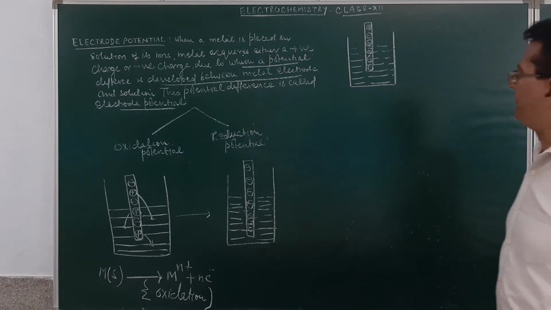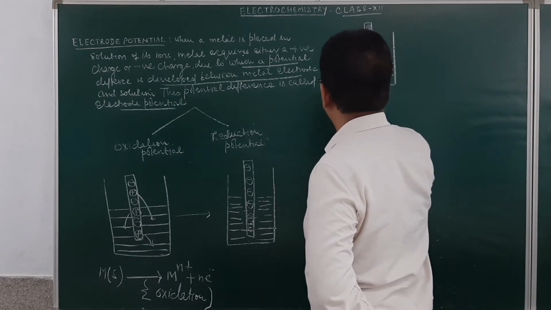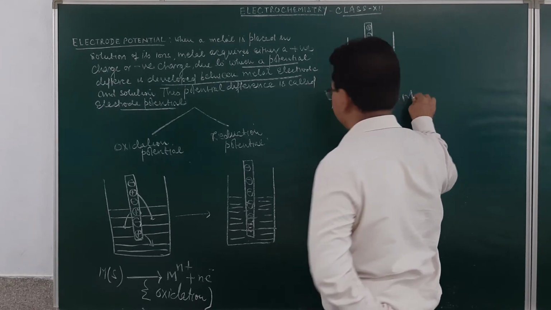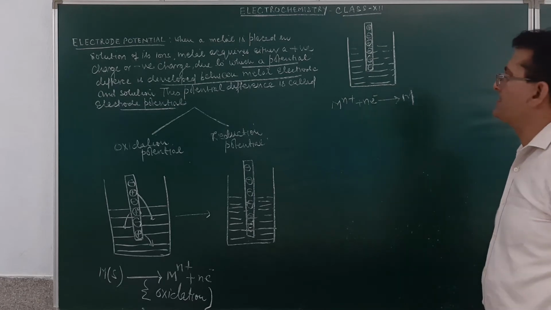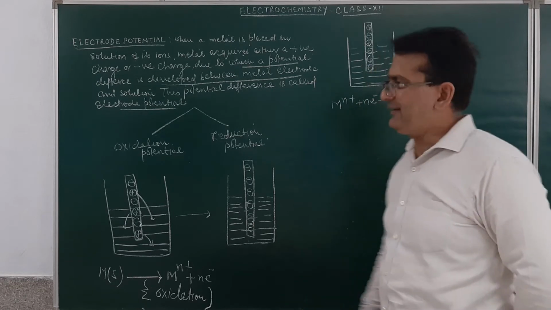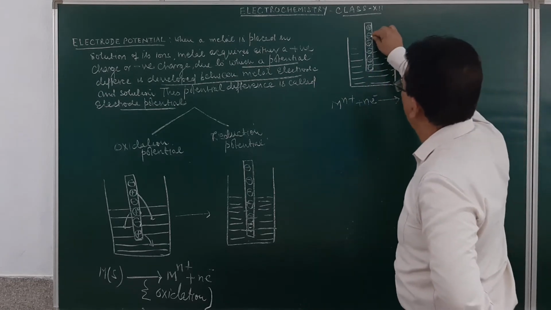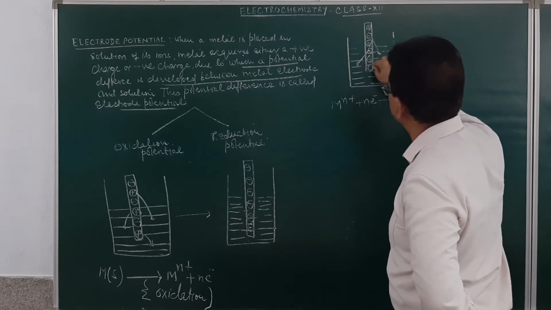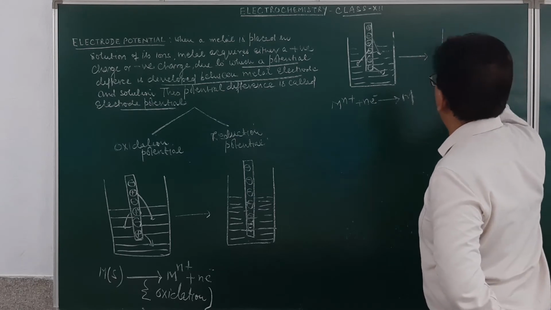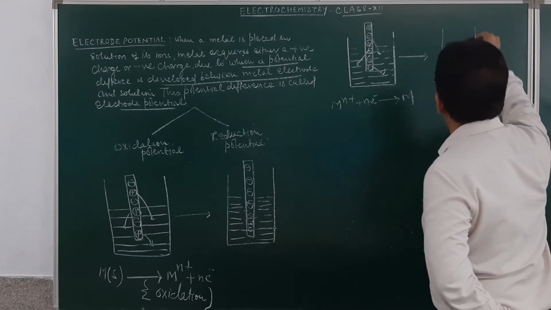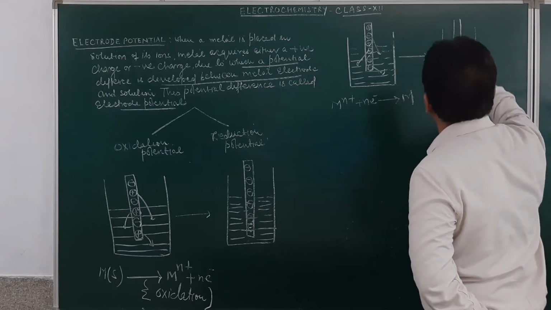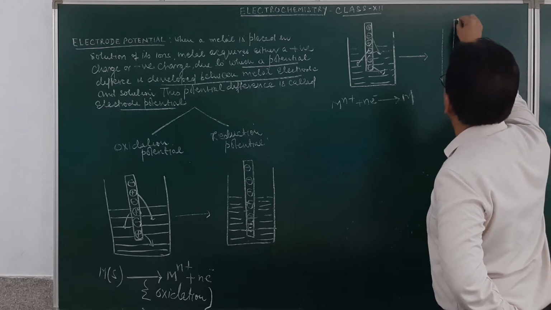Now during the reduction, what happens? The metal ion will gain the electron and will change into the metal. Am I clear? The metal ion will gain the electron and will change into the metal. Here in this case, this electron will pass into the solution this way. So, on the metal electrode, there appears a positive charge.